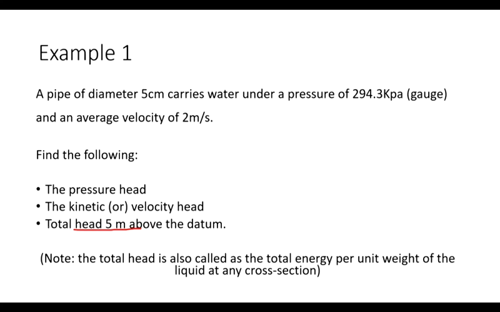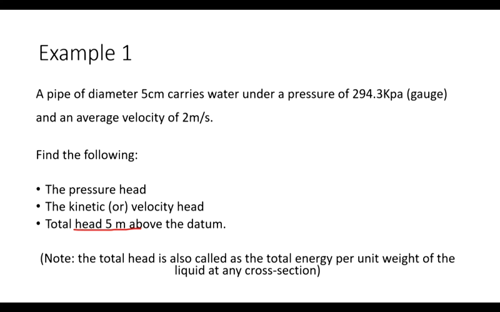In this example, we are given that there is a pipe of diameter 5 centimeter which carries water under a pressure of 294.3 kilopascal. I saw an error here. I'm not sure if you have all noticed it. Pascal, it should be capital P, small a. I deliberately made this mistake so that you would notice. Well, not really. But at least that is what I want you all to think. Anyway, the average velocity with which the flow is happening is 2 meters per second. That's what they've given us.